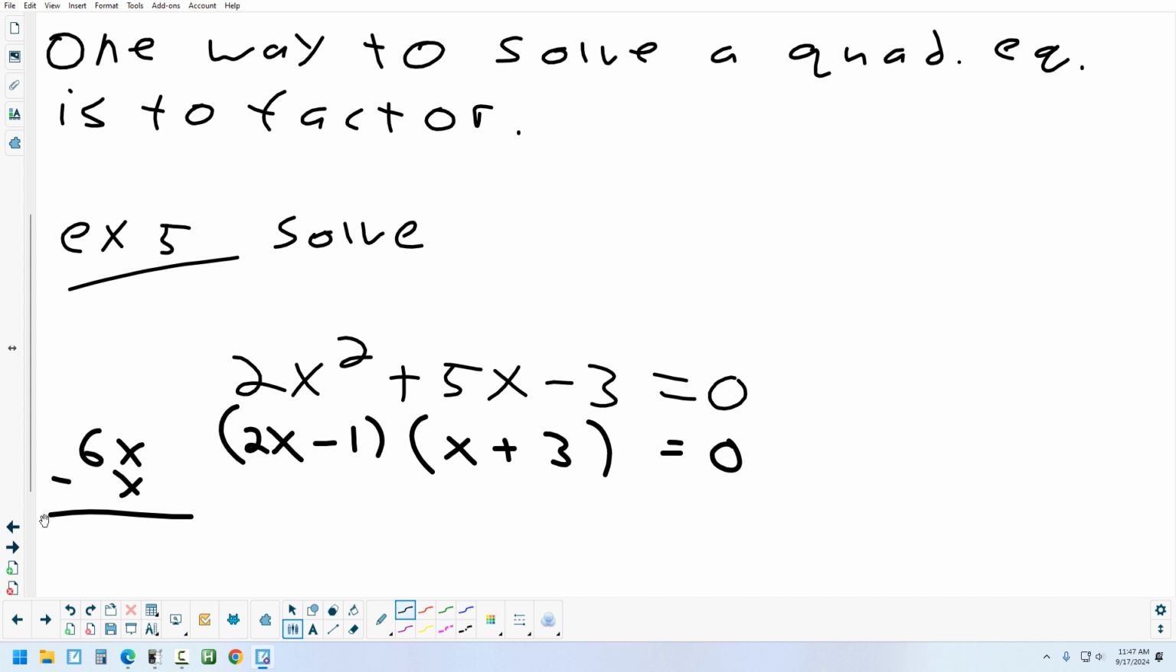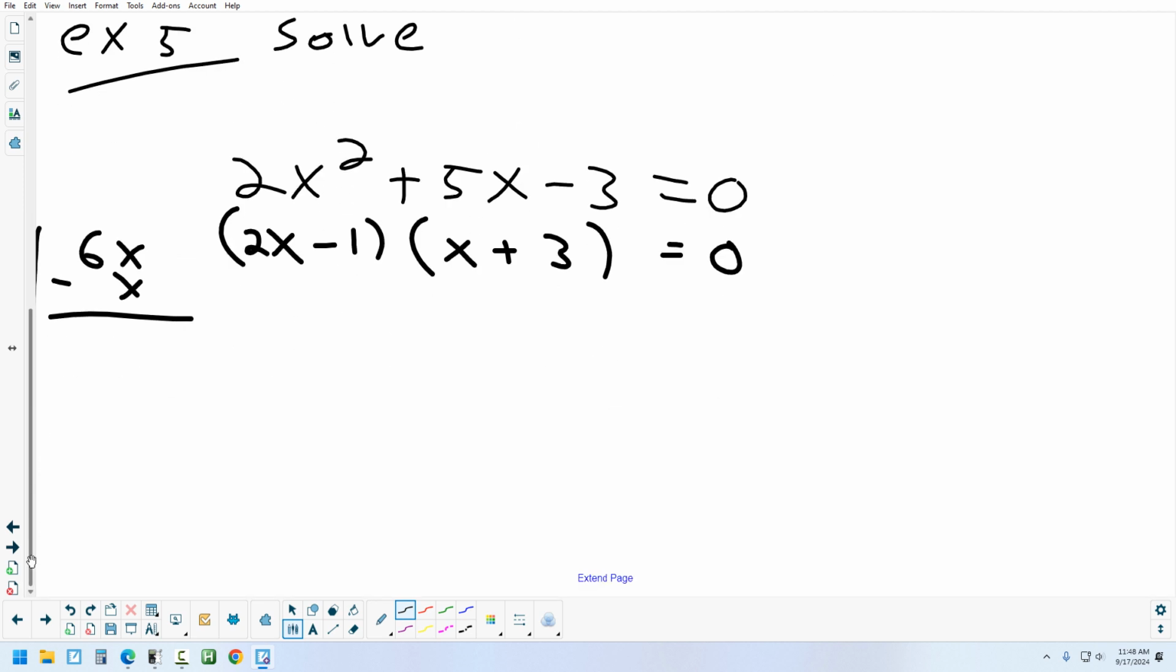Now, this is kind of like when we saw in the homework. You've got something times something equals 0. What's the only way you can multiply 2 things together and get 0? Yeah. If one of the sets of parentheses equals 0. One of those sets of parentheses has to equal 0. Either this one or this one.